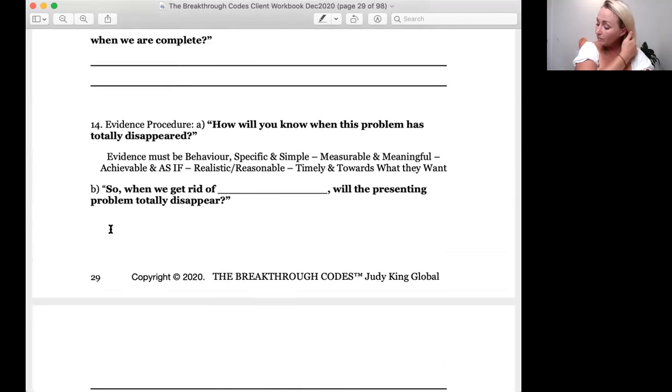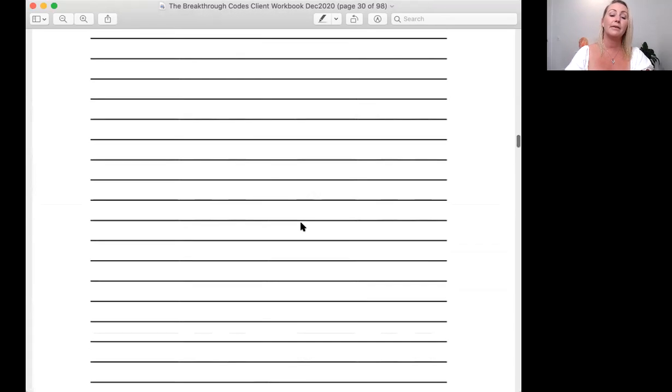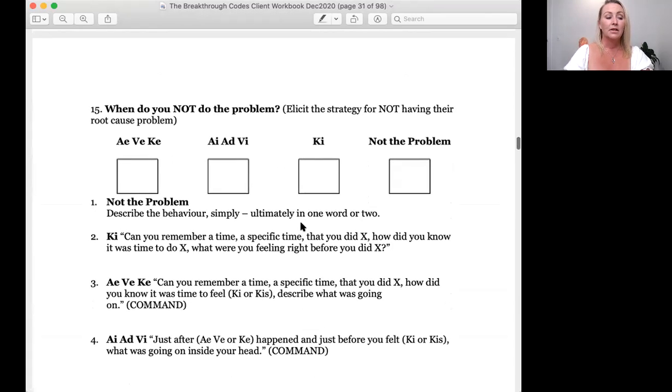Next is, so when we get rid of blah, which is the root cause problem, goes here, will the presenting problem totally disappear? And they should say yes. Great. Whew. Okay, lots of talking.